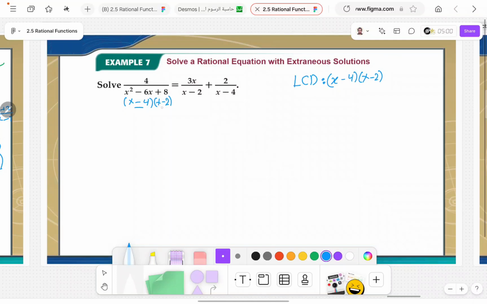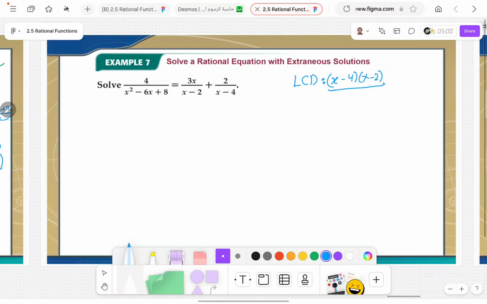As you can see, x minus 4 and x minus 2 are repeated here and here. I already took x minus 4 and x minus 2, so you don't have to repeat them. If a term is repeated, don't take the repeated one, just take it one time. Only one time you take the denominator. Now the least common denominator is x minus 4 times x minus 2.